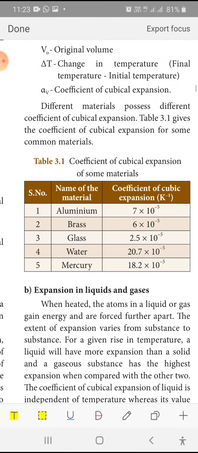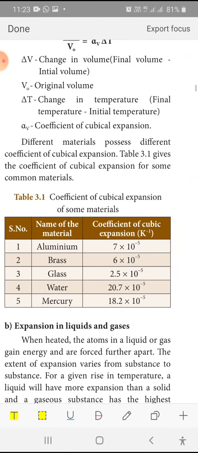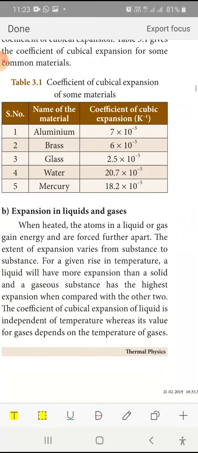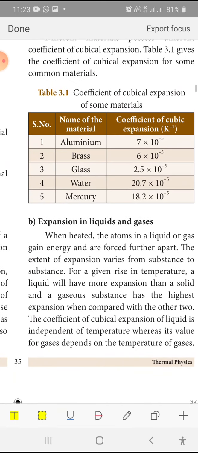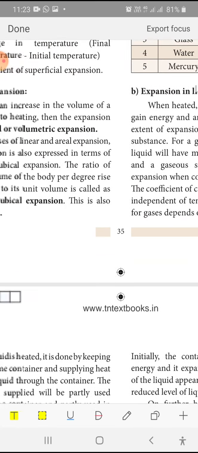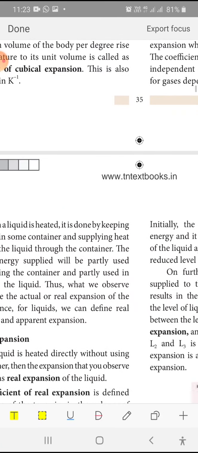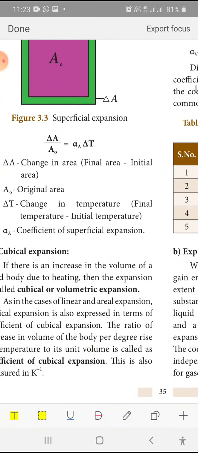Here are given some metals and their coefficients. The coefficient will be constant for the materials aluminium, brass, glass, water and mercury. Expansion of liquids we have already seen: real expansion and apparent expansion. That's all. Up to this the lesson is over.